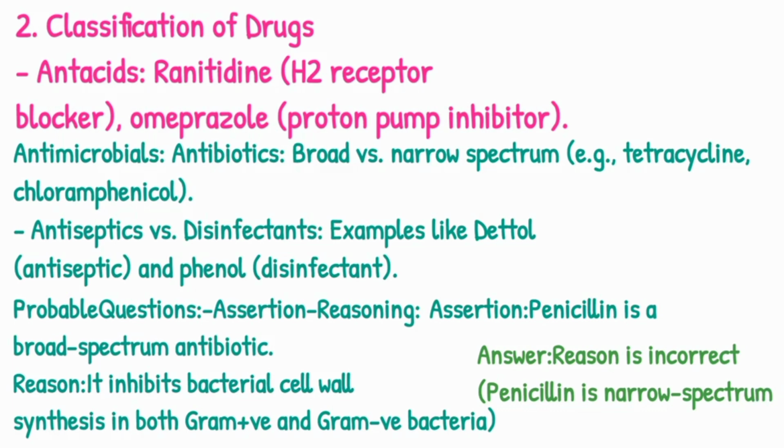So let's see the assertion and reasoning. The assertion is penicillin is a broad spectrum antibiotic. And the reason, it inhibits bacterial cell wall synthesis in both Gram-positive and Gram-negative bacteria. Here is the answer. The reason is incorrect. Penicillin is narrow spectrum.